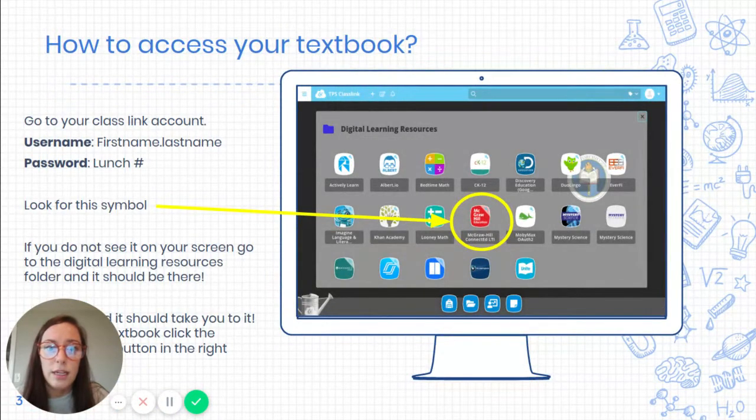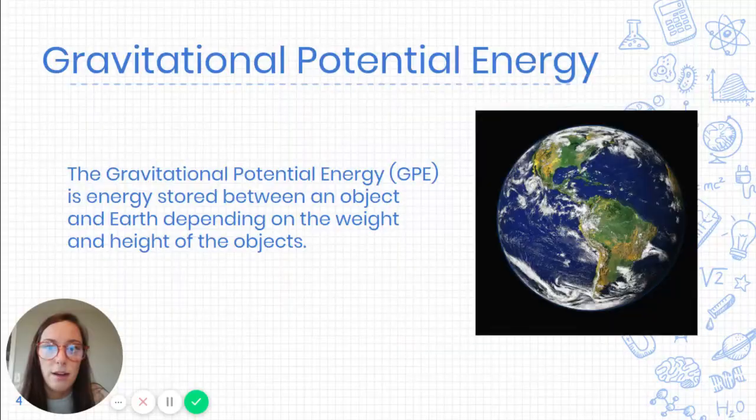Don't forget, if you need to get to your McGraw-Hill textbook, you just go to your ClassLink account and it should be there. If you can't access this, please just make sure you use the Chapter 11 Lesson 1 textbook that I put on Google Classroom for you, so you can be able to read it there.